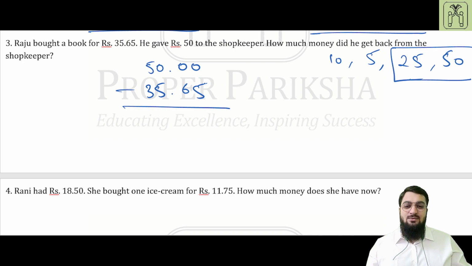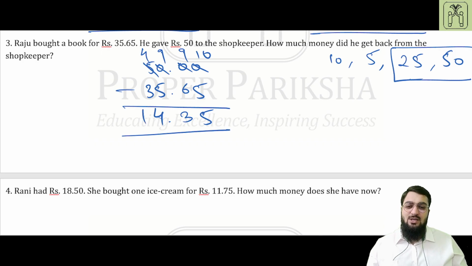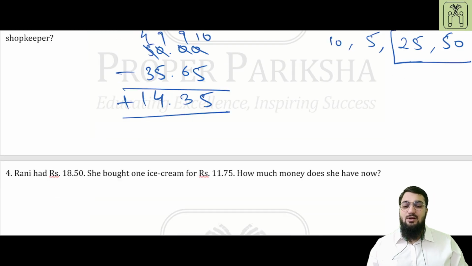So we'll make it 4, this will become 9, this will become 9, and this will become 10. 10 minus 5 will become 5, 9 minus 6 is 3, decimal point, 9 minus 5 is 4, and 4 minus 3 is 1. That will be the answer. So the amount of money he got back from the shopkeeper is 14.35.